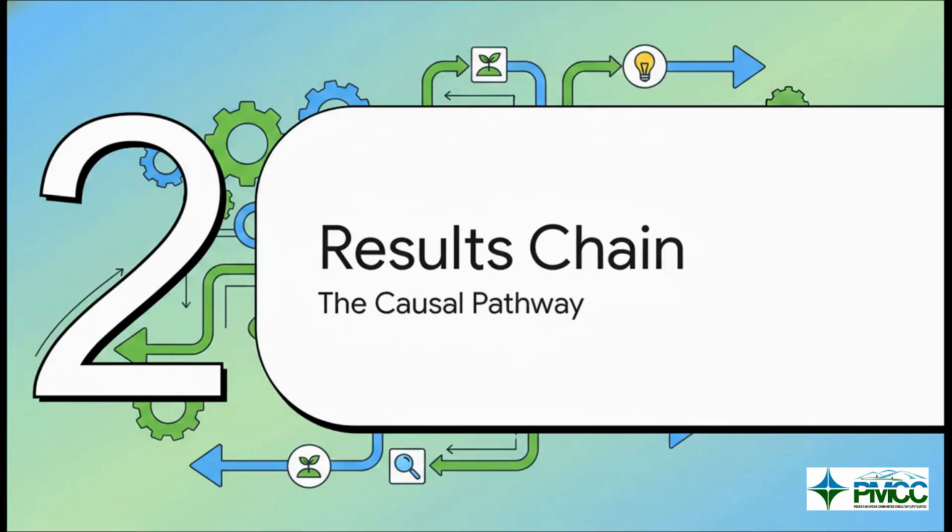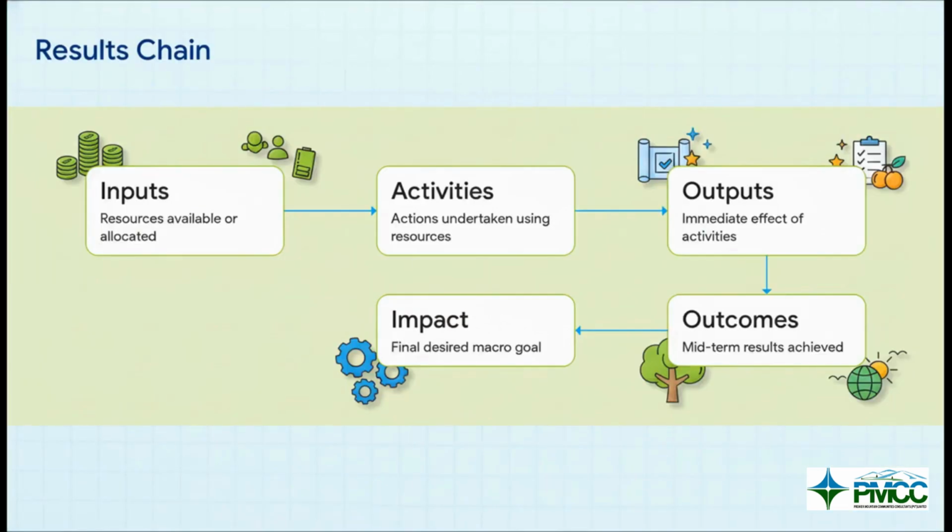Moving right along to Section 2, the results chain, or as I like to call it, the causal pathway. During the design phase, we really need a roadmap, and that is exactly what the results chain is. It operates on a very simple if-and-then logic. Think of it like a car. If we put fuel in the tank, then we can drive. Simple, right? The chain breaks down into 5 sequential steps.